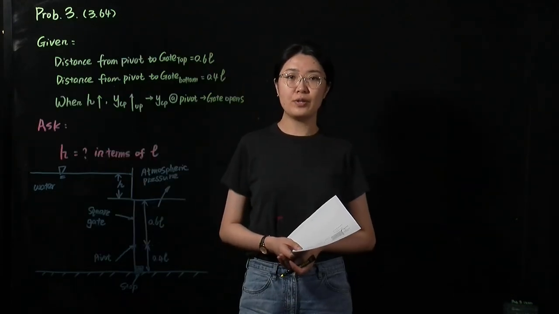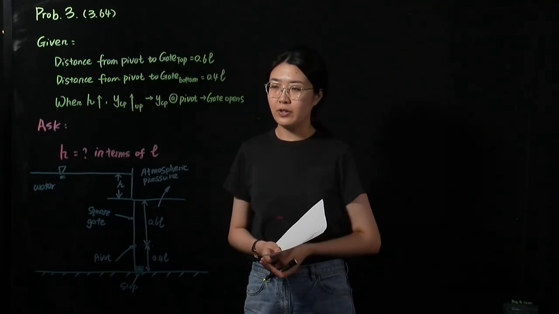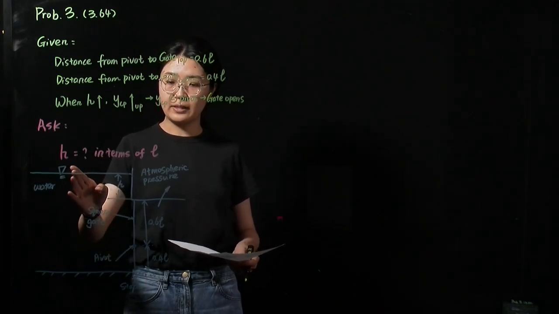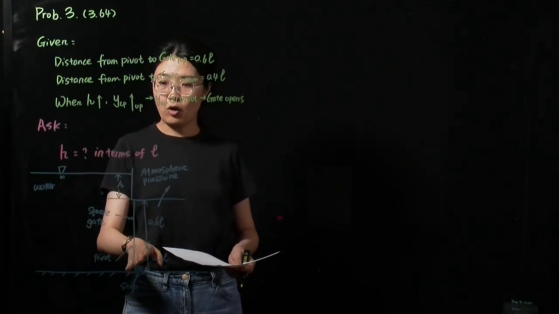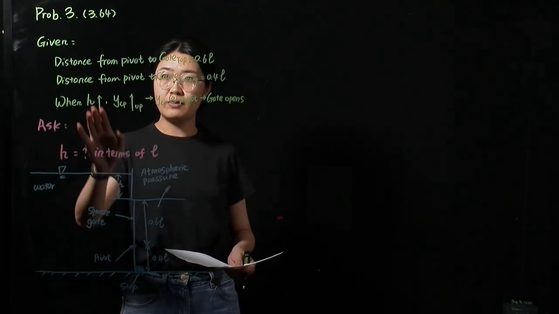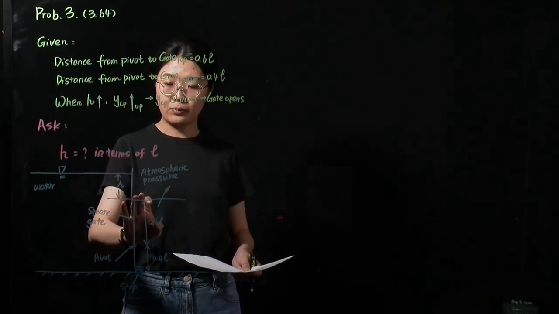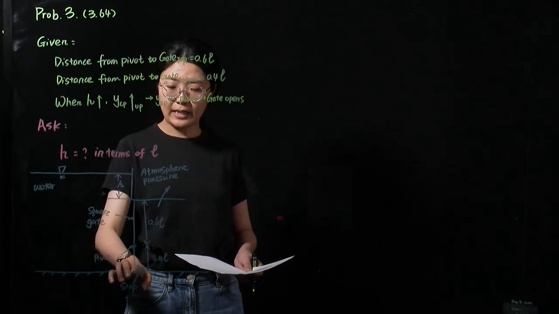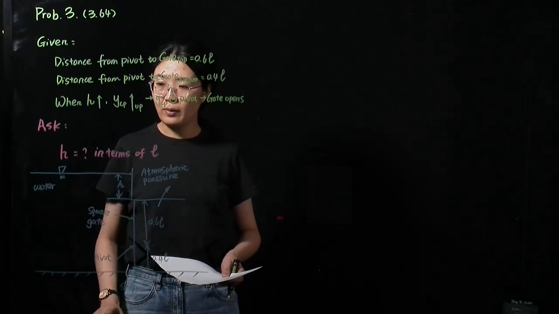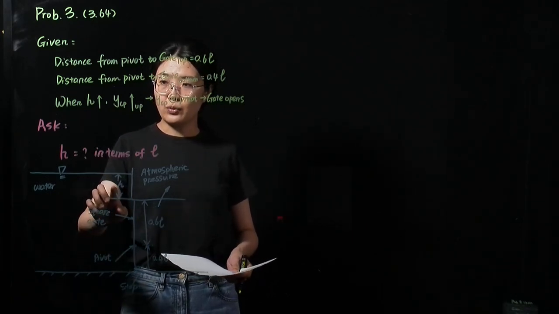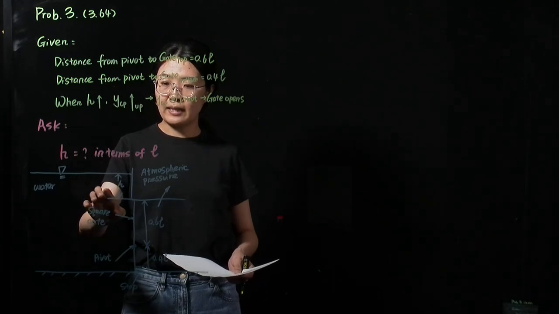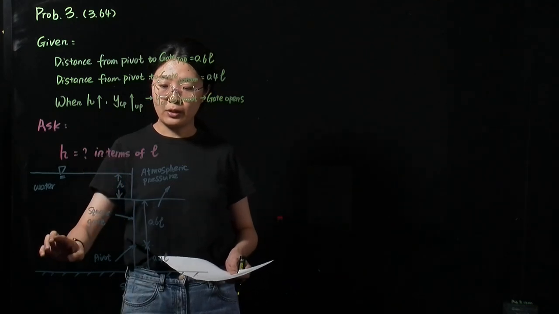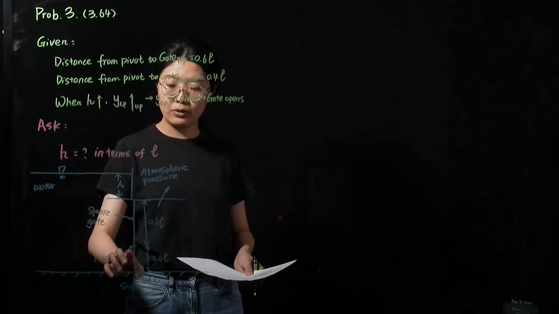Now let's move on to the third problem. In this problem, there is a submerged closed gate. When the water level goes up at a moment, the gate will automatically open. We know the distance from the pivot to the top of the gate is 0.6 L, and the distance from the pivot to the bottom of the gate is 0.4 L. When the water level goes up, the h will increase. The h is the distance between the top of the gate and the water level. And when h goes up, the location of the center of pressure will also go up.